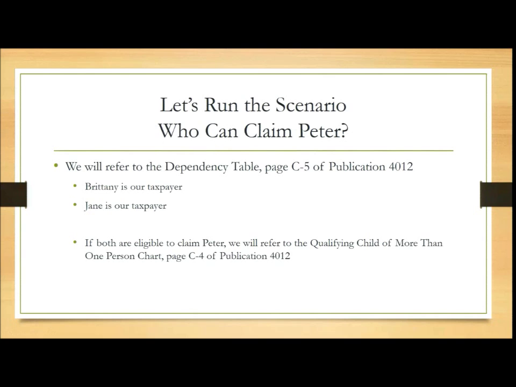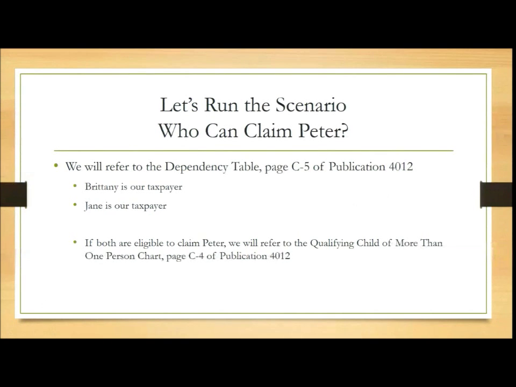Let's run the scenario. Who can claim Peter? Kind of the big question of the hour. We'll refer to Table C5. First of all, let's consider Brittany to be our taxpayer. Let's consider the daughter to be our client. And sometimes, in a VITA world, we're doing mom's return and then we're going to do daughter's return right after, or maybe at different desks. I'll leave it up to you how much you hear, because sometimes you're hearing things over there which are making your world a little tougher over here.